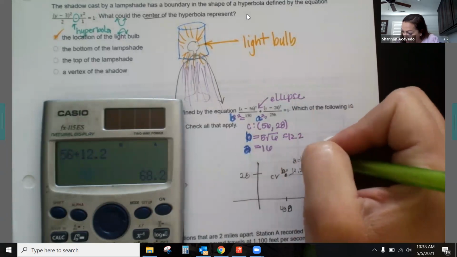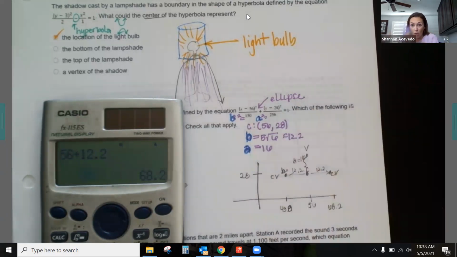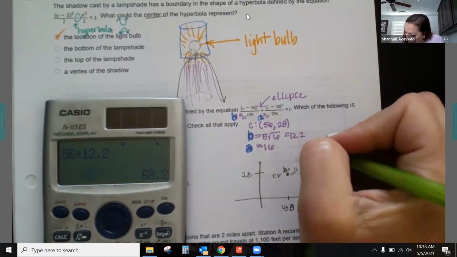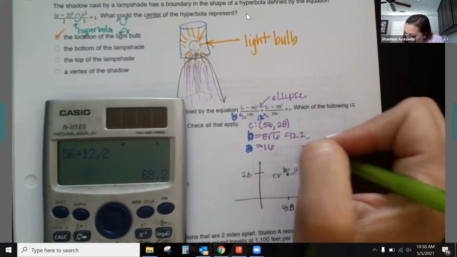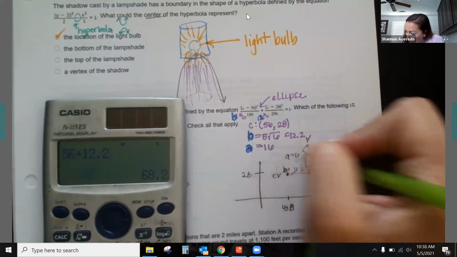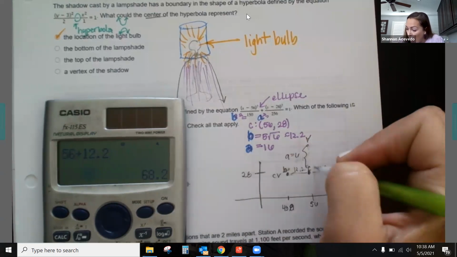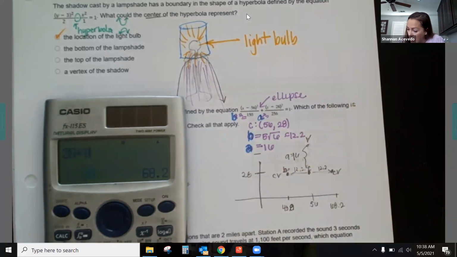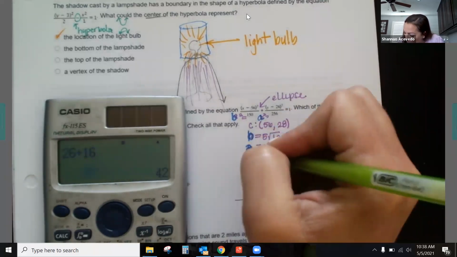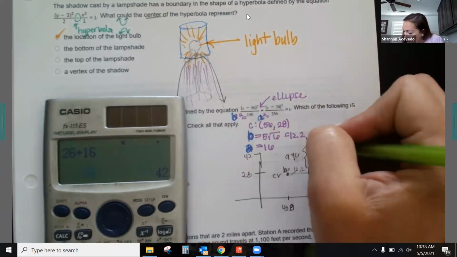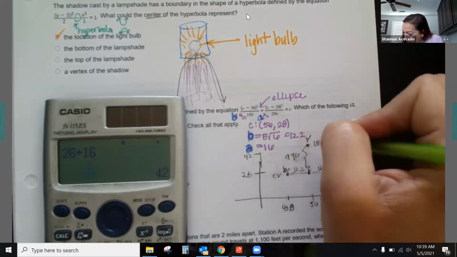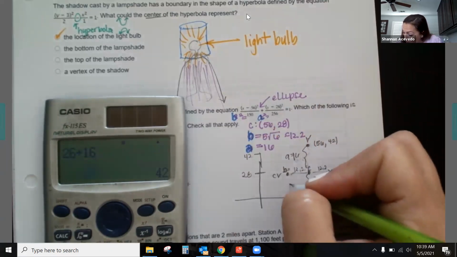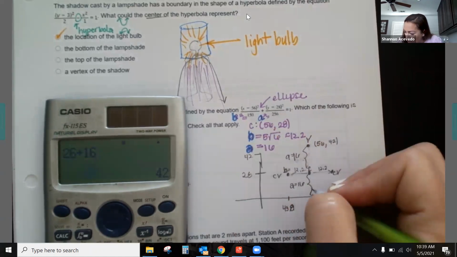So if I'm going to go up 16, that's going to be my vertex. Because it's further away, you'll see that it's going to be a bigger difference. So my A value, again, is 16. If I'm here at 28 and I want to go up 16, then I'm going to be up here at 28 plus my 16, 42. So this point's going to be 56, 42. My other vertex, then I'm going to go down 16. Obviously, this isn't going to be to scale.